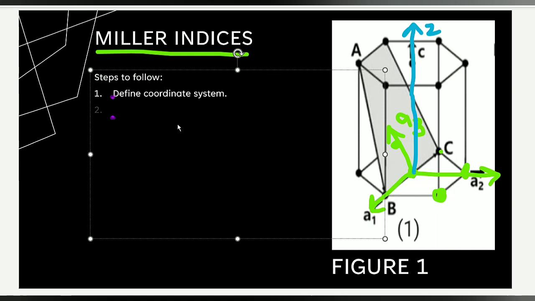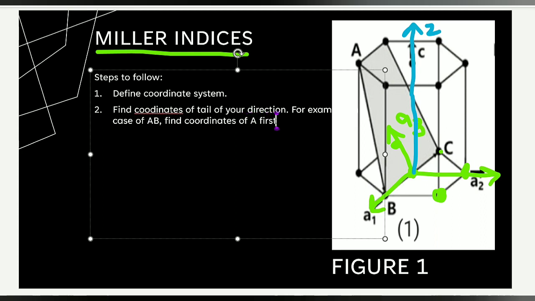And secondly, the second step is to find out coordinates of the tail of your direction, the direction that is given. For example, in case of AB, we have tail at A and head at B. So find coordinates of A first. Then you have to find out the coordinates of the head of your direction, which is at B in case of AB direction.